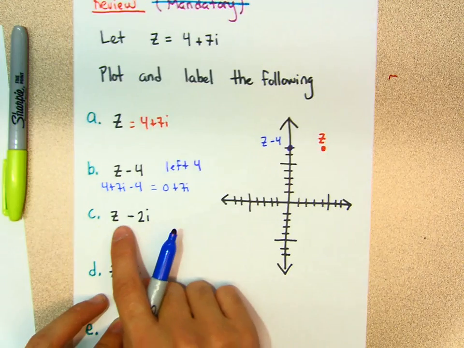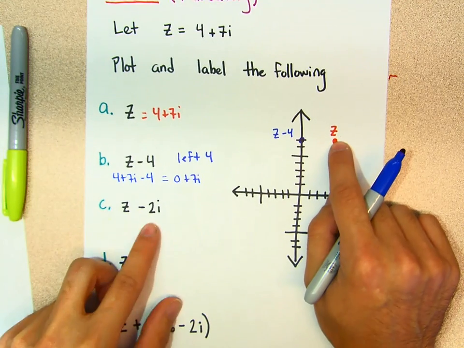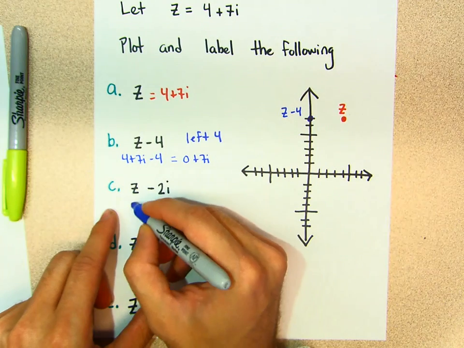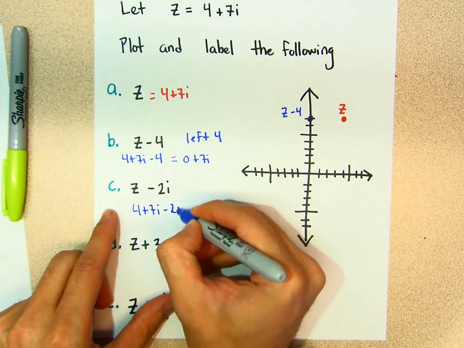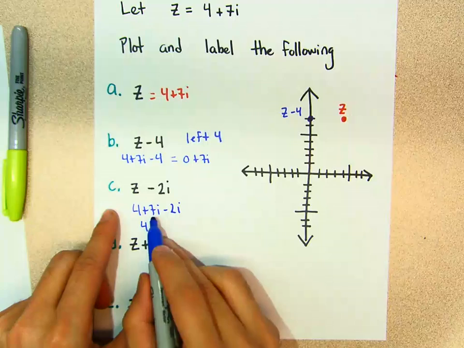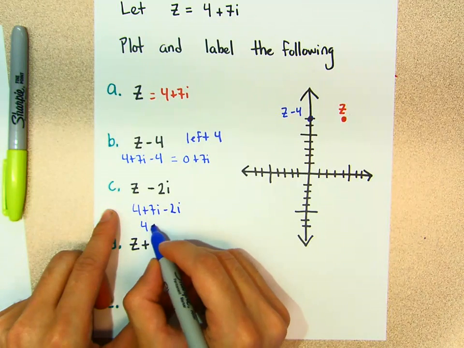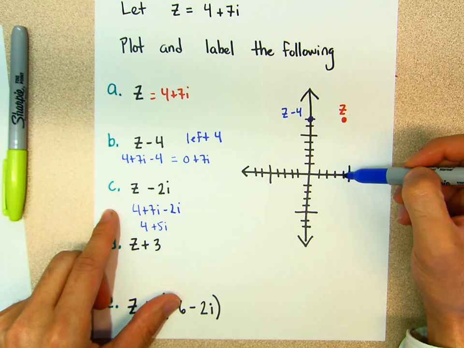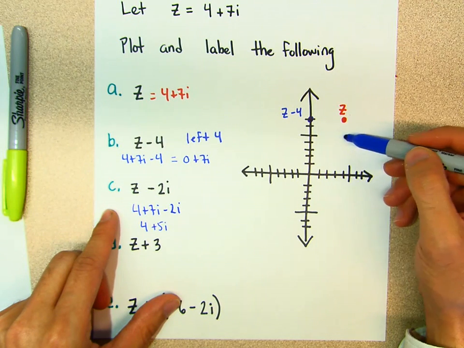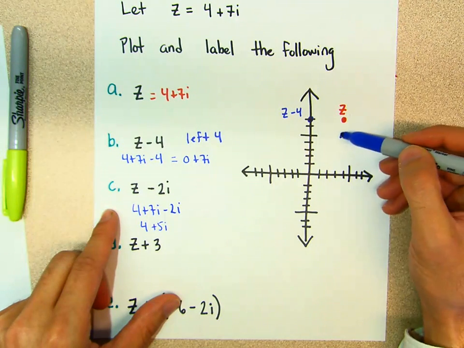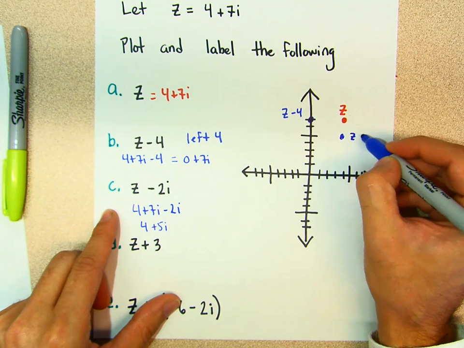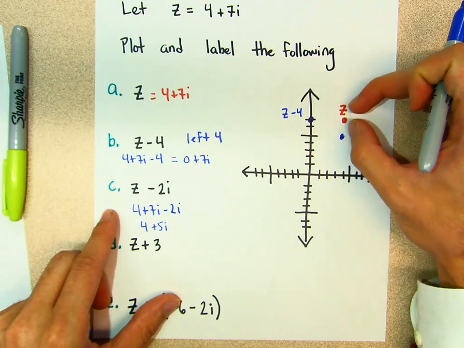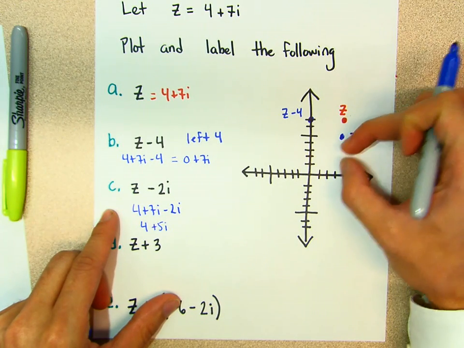Okay? What if I take my original z, right, and I do minus 2i? How does it go? Here, 4 plus 7i minus 2i, that becomes 4. You combine the 7i and the minus 2i, this is 5i. Now, where is this point on the plane? It's 4, and this is 5, right? 1, 2, 3, 4, 5, and this is the point here. This is z minus 2i. And what did this do? It shifted this point 2 units down.